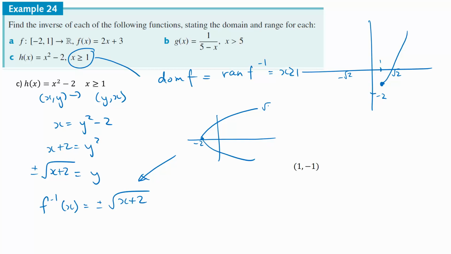Now that's your root x plus 2, and this is negative root x plus 2. Now that you know that the range of f has to be greater than or equal to 1, which one is the answer? The top one. So only the top one will have a range, that's the only one that would have 1 to infinity. That's why this will be wrong.